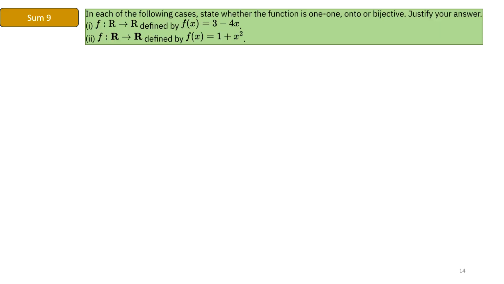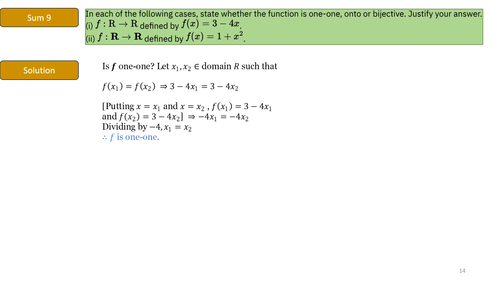In each of the given functions whose domain and codomain is R, determine whether the functions are one-one, onto, or bijective. The function 3 minus 4x is a one-one function. The reason being, when f of x1 is equal to f of x2, the corresponding elements in the domain, that is x1 and x2, are also equal.